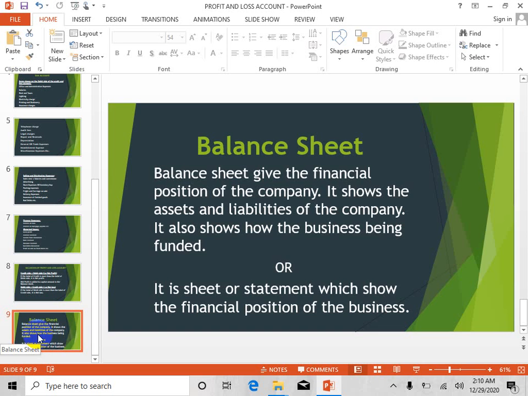The balance sheet shows the position of the business for the whole year: our current assets and fixed assets, our liabilities, and whether they are equal or not. If they are equal, your business is going to be good. If they are not equal with each other, it means your business is going to be at a loss or not good, right? So that's your lecture for today, dear students.